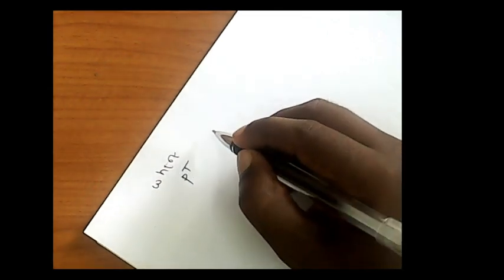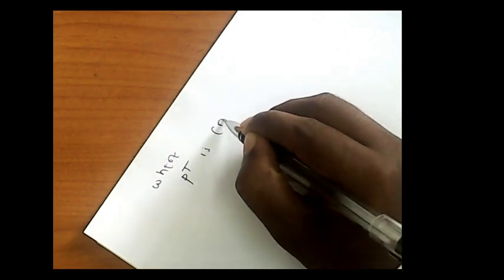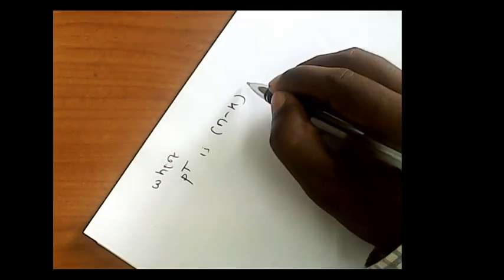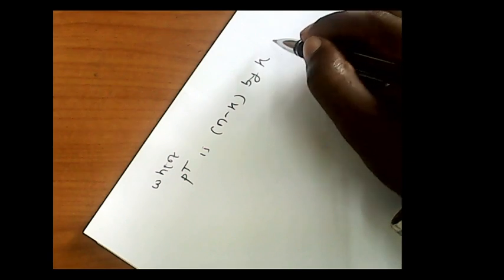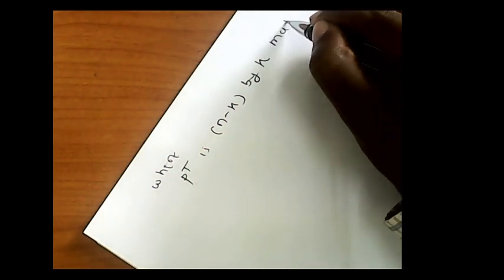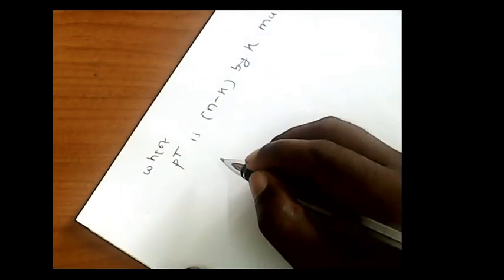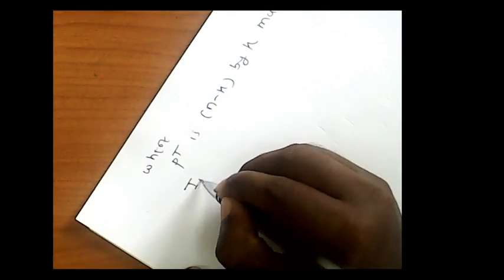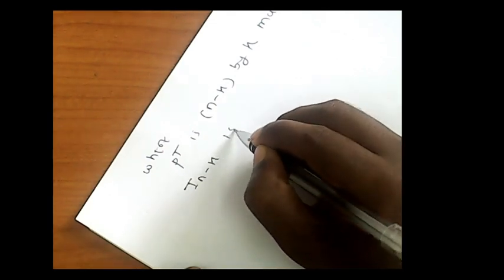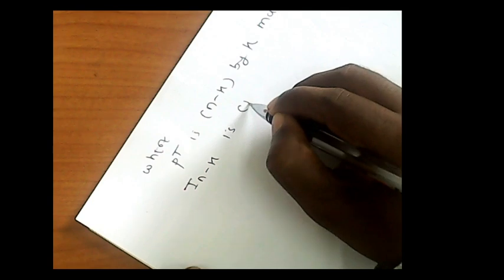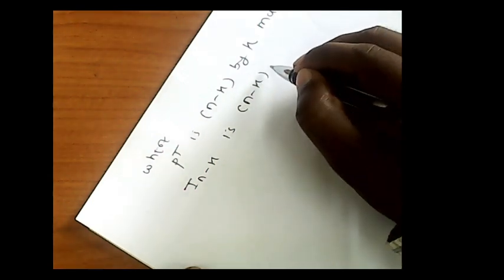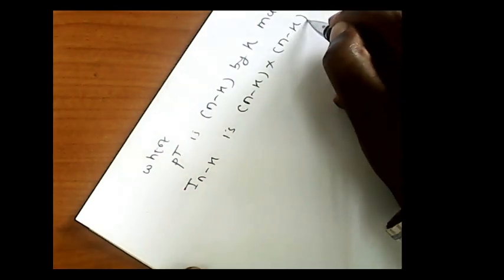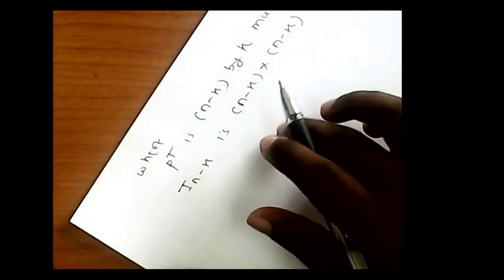Where P transpose is an n minus k by k matrix, and the identity matrix is of order n minus k into n minus k. So this is the actual dimension.